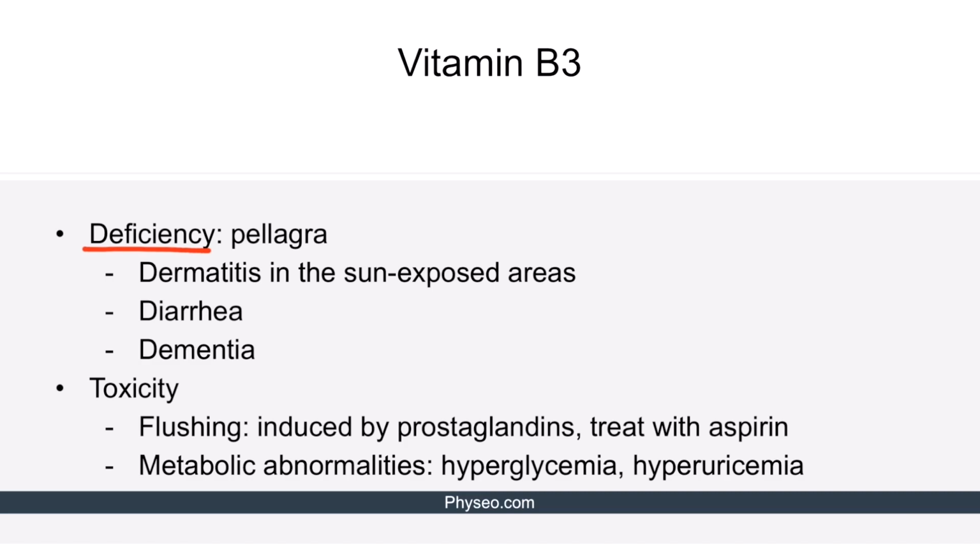High doses of niacin can cause prostaglandin-induced flushing, which can be relieved by aspirin. It can also cause some metabolic abnormalities, such as hyperglycemia and hyperuricemia. Because niacin decreases uric acid excretion, it can lead to podagra, and therefore should be avoided in patients with gout. As with other vitamin deficiencies we have discussed, the diagnosis is mainly clinical, and patients with niacin deficiency can be treated with vitamin replacement.